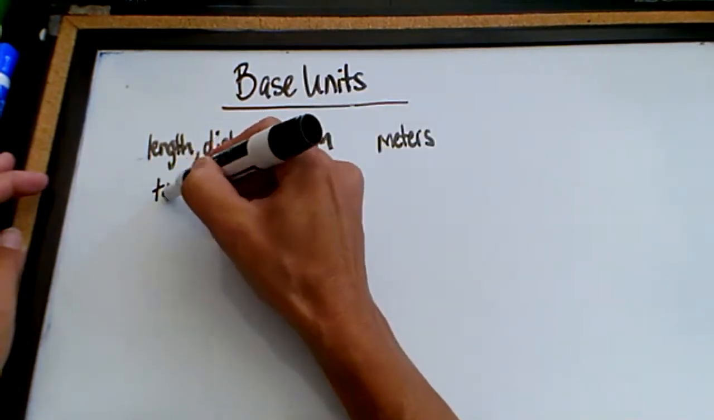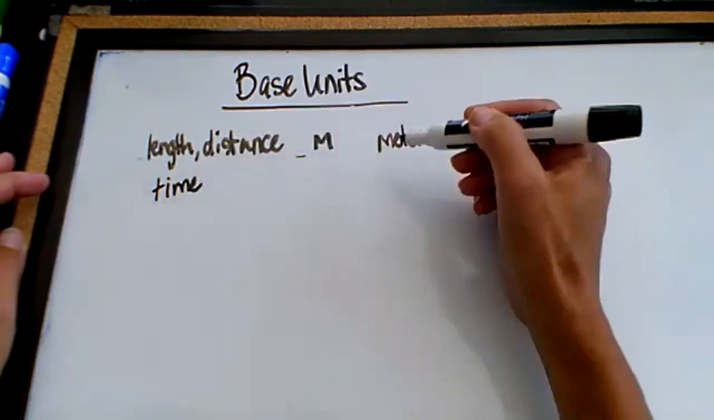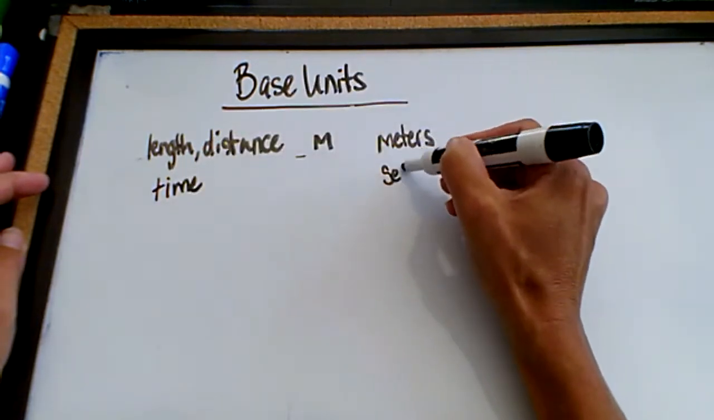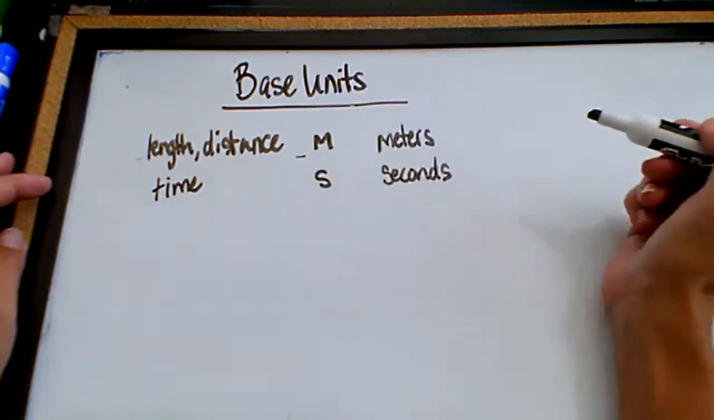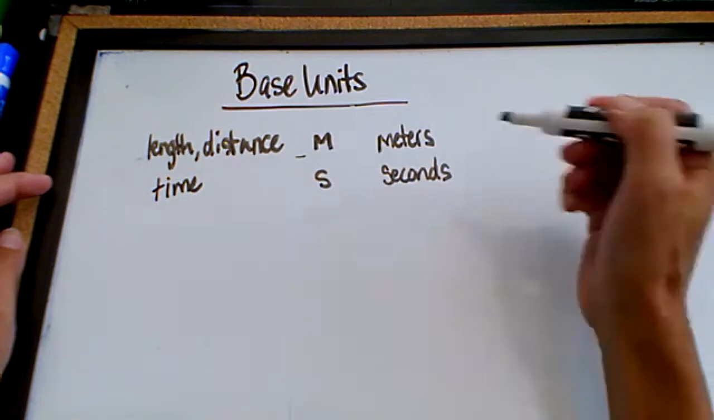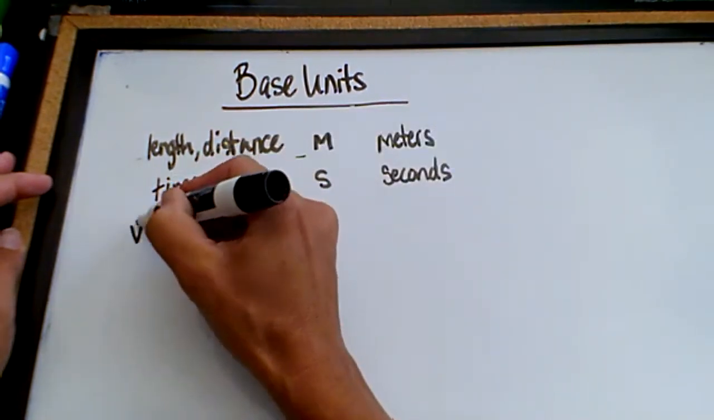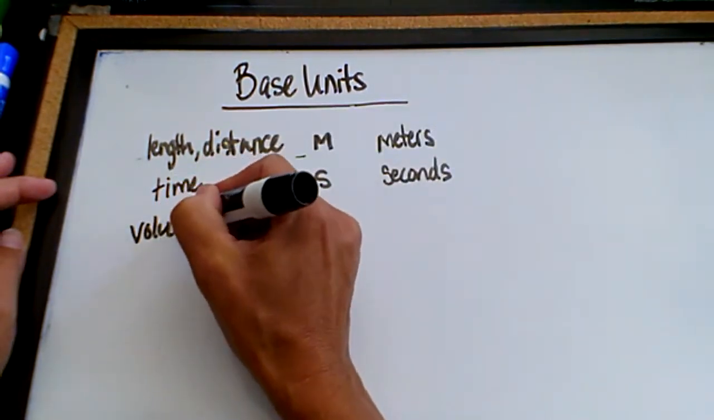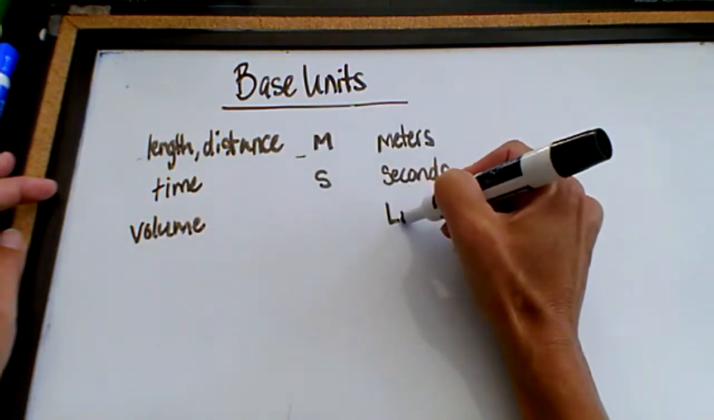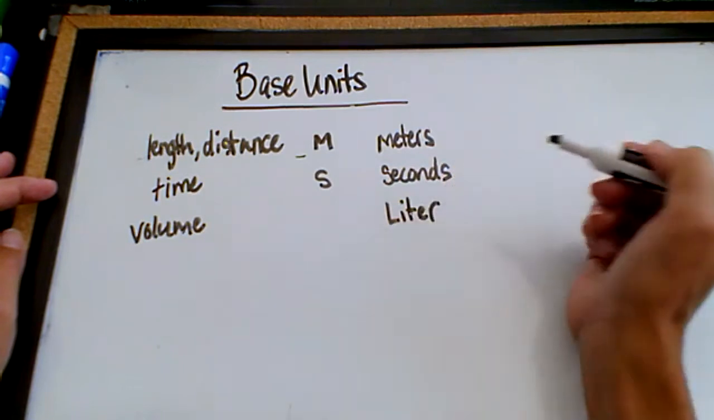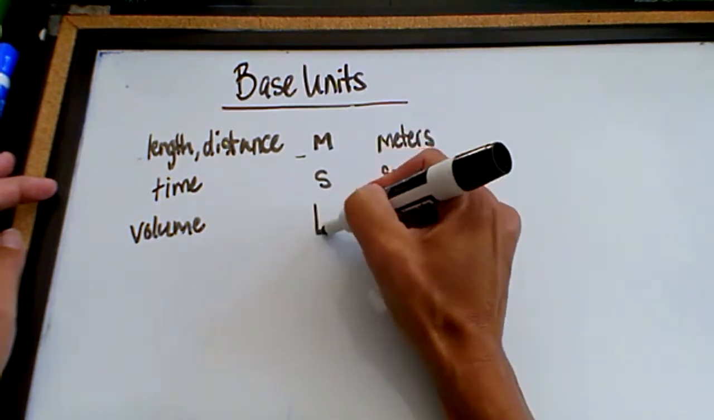If we were measuring time, our unit is going to be in seconds, right? And it is abbreviated with just a small s. If we are measuring the volume, how much space an object takes up, our units are going to be within the liter category. That's a capital L.